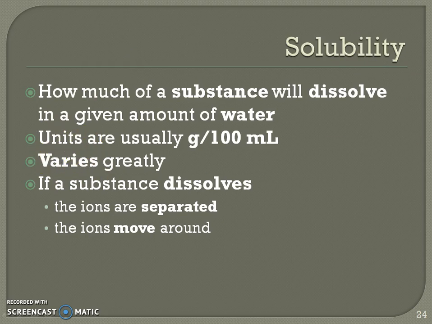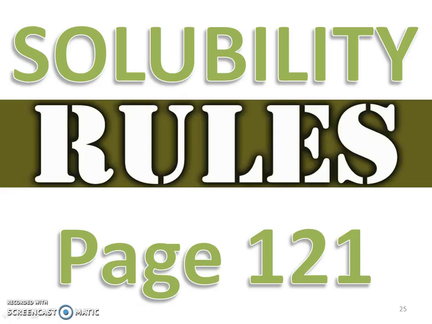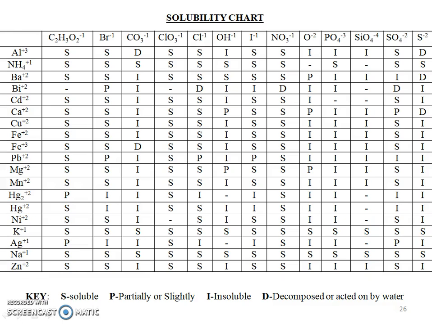So if a substance dissolves, the ions are separated, and of course those ions move around. So in your book on page 121, there are solubility rules. Please do not memorize them. I give you a little generalization in your packet, as well as charts to look at. And I'm also going to put something on the wall called solubility tricks.